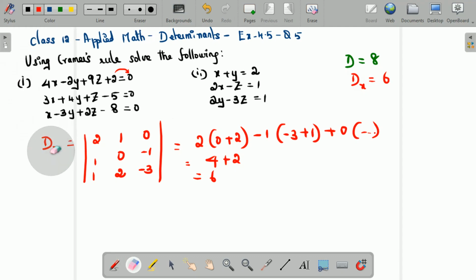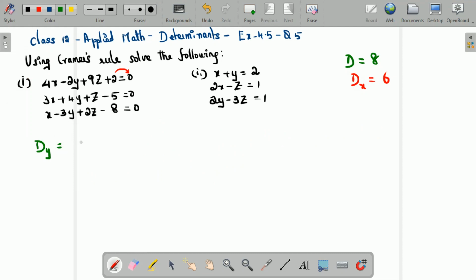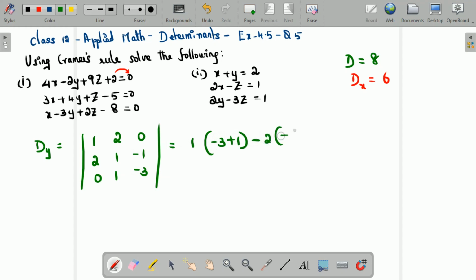Now let's compute dy. In this case, dy is going to be equal to, the coefficient of x remains the same. So 1, 2, 0. As far as the y coefficient, I'm replacing it with 2, 1, 1. Z coefficient is 0, minus 1, minus 3. So let's evaluate this determinant. It is 1 into minus 3 plus 1, minus 2 into minus 6 minus 0. Plus 0 into, so we leave that as such. So this is minus 2 into 1, so minus 2, this will be plus 12. So dy is going to be equal to 10. So we will note that value of dy is equal to 10.